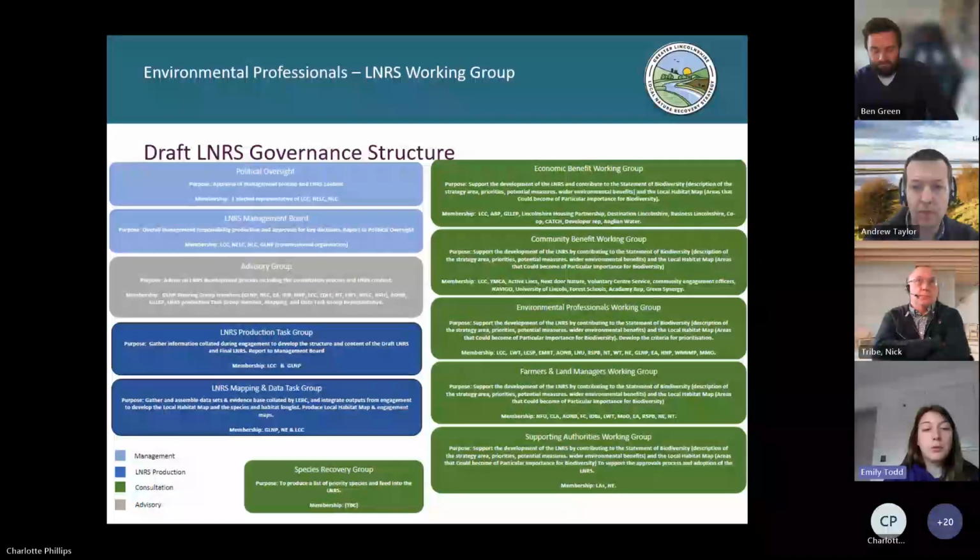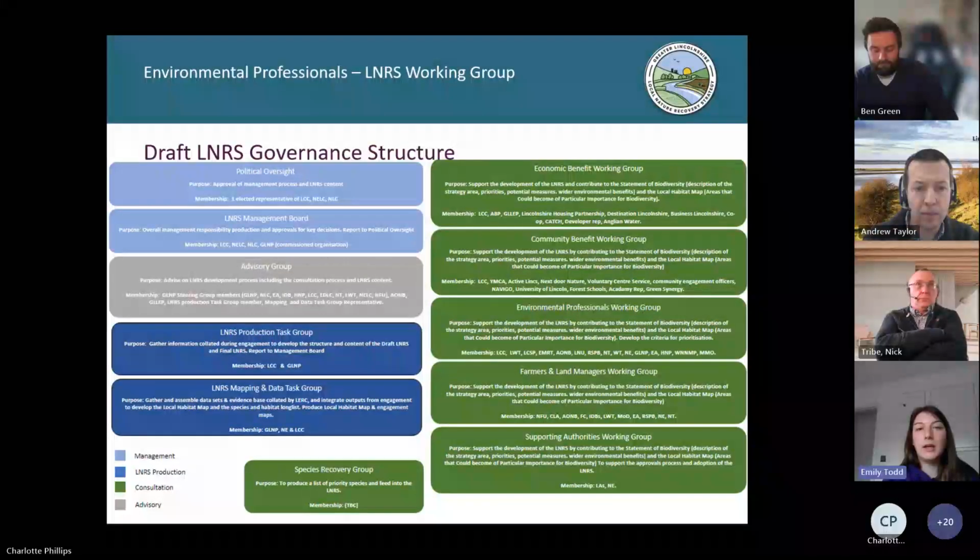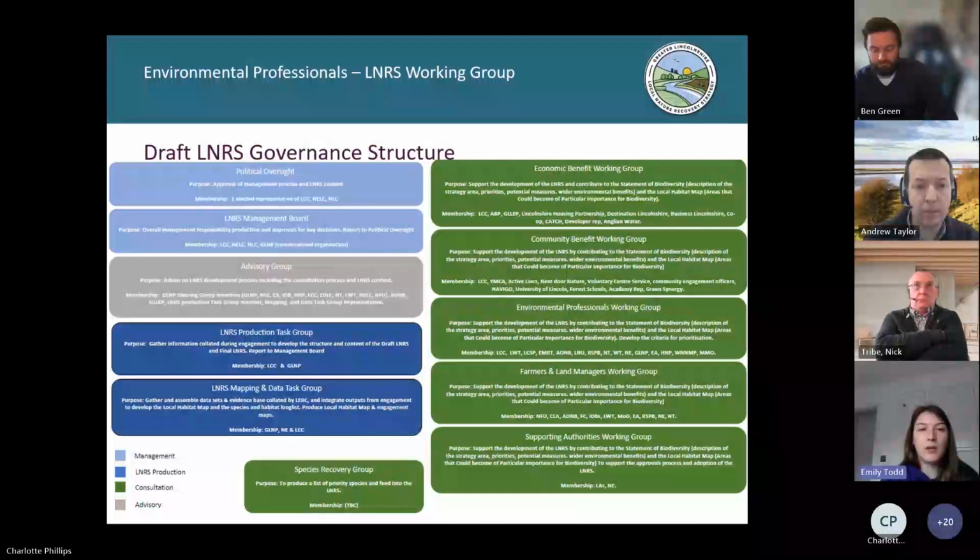As well, we have the LNRS production groups. This is the mapping and data task group, the actual LNRS production task group, and this is where we then go to management level and advisory. We thought that we needed to have an advisory group or steering group of some sort, which some of you may have been invited to. So this is the overall governance structure, and these are the groups that we'd like to engage with whilst developing the LNRS.